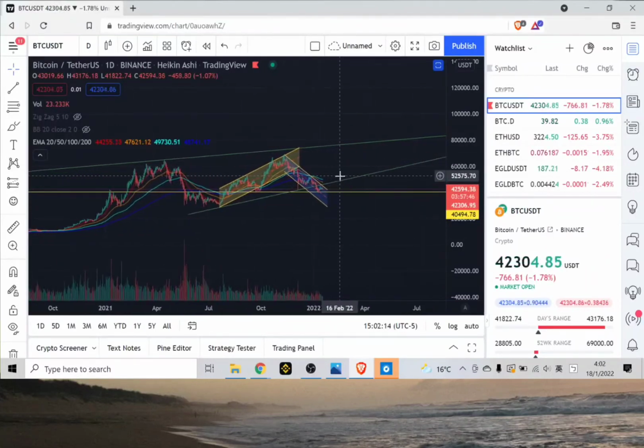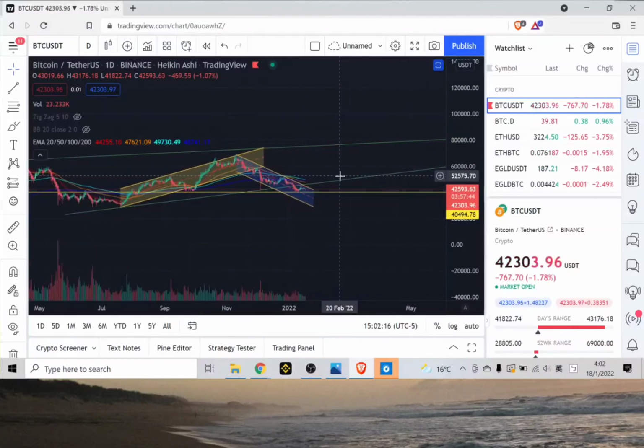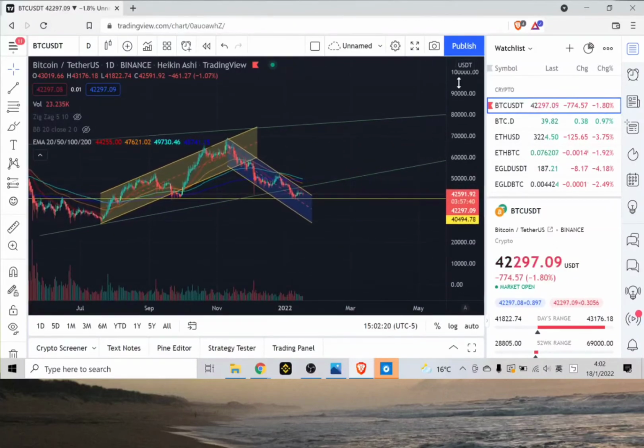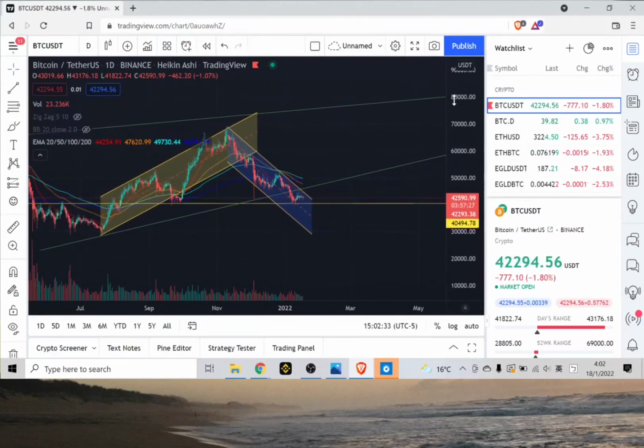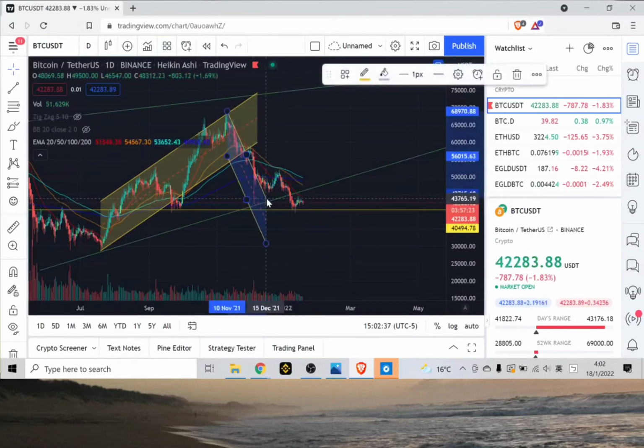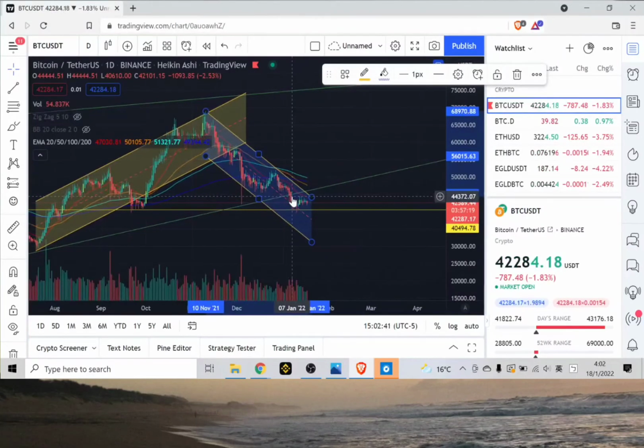So what are we looking for? We are looking for the price to bounce, maybe again in this area, 40.5k. Hopefully it will start bouncing from here. But if I had to make a guess, we are currently ranging from here.